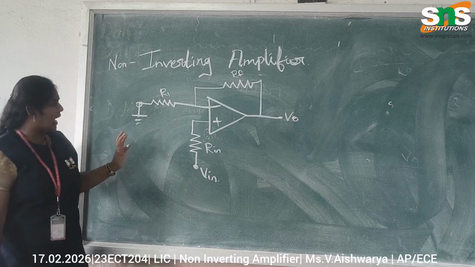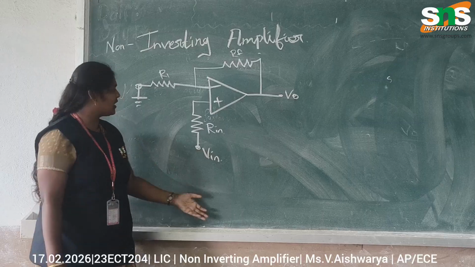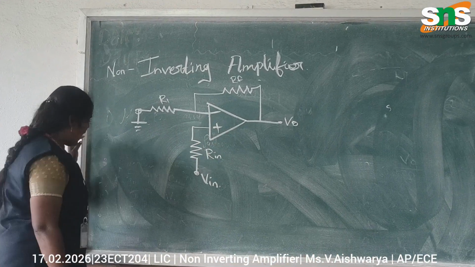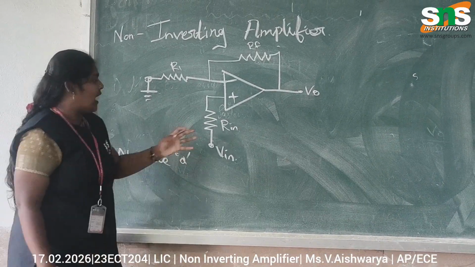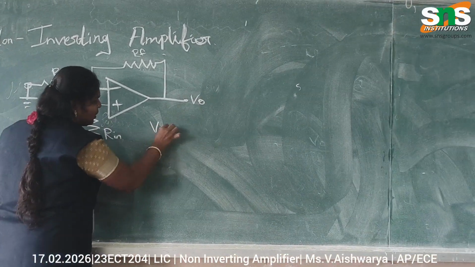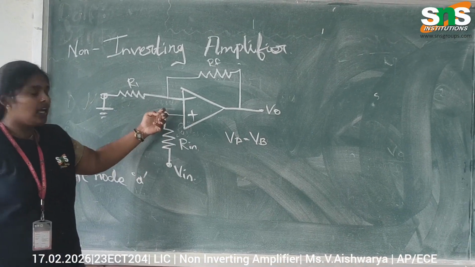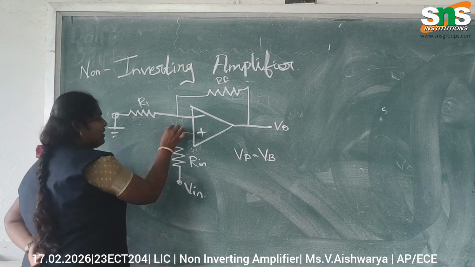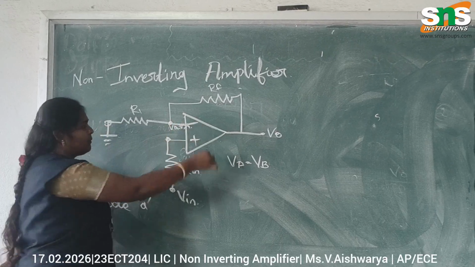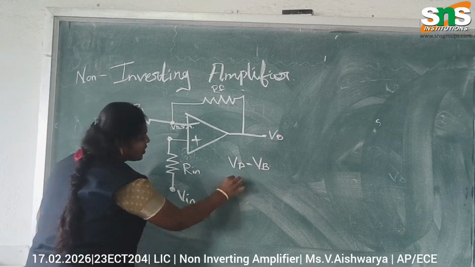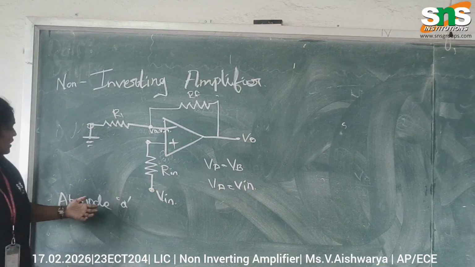Now we have to calculate the current value at node A, on the input side and output side, by using this diagram. At node A, I told you that VA equals VB. Here VB has the voltage V in, so whatever value is here, the same value is here. That is, VA equals V in.